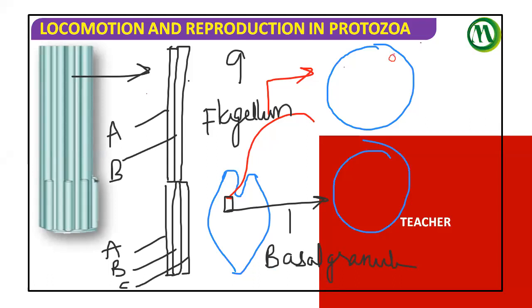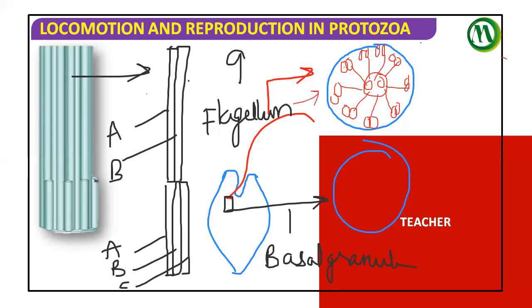So what I said, 9 peripheral microtubular doublets are present here, 9 round it. Then two central singlets, and the inner fibrous sheath is connected to the A microtubule with radial spokes. All that we have shown. This is the transverse section of the flagellum.